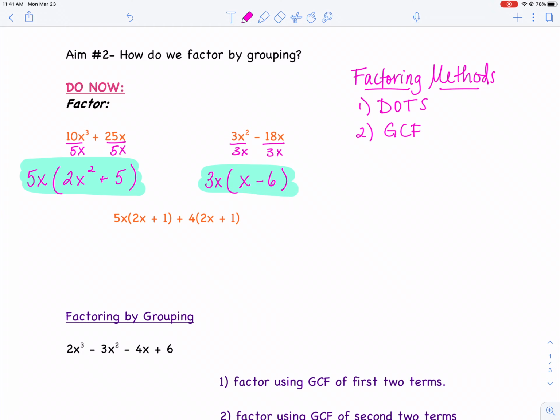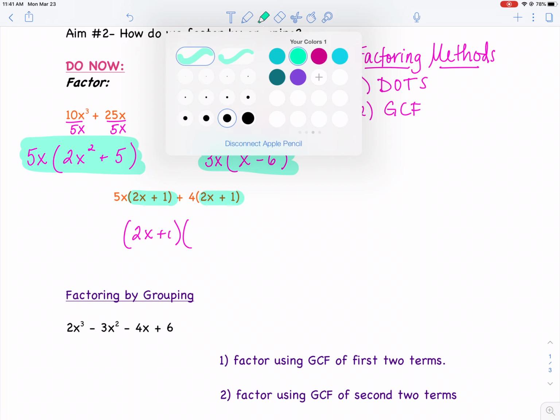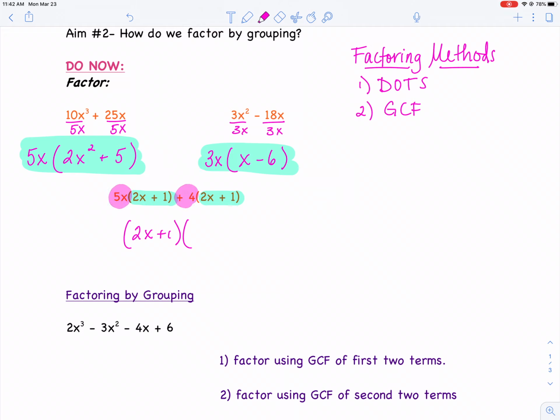In this last one, they have a common factor. This is your common factor: 2x plus 1. That comes down. Your other two pieces, which here are 5x and positive 4, make up your other factor.